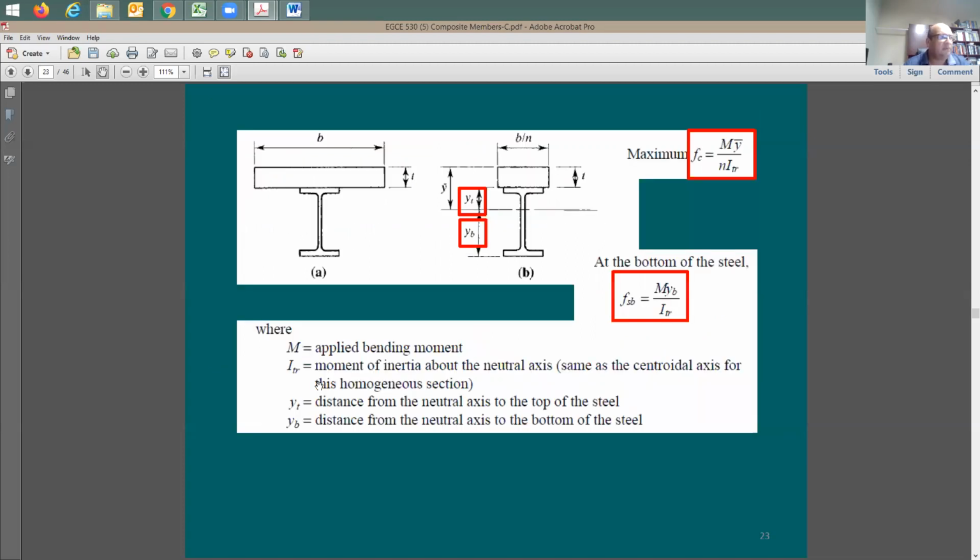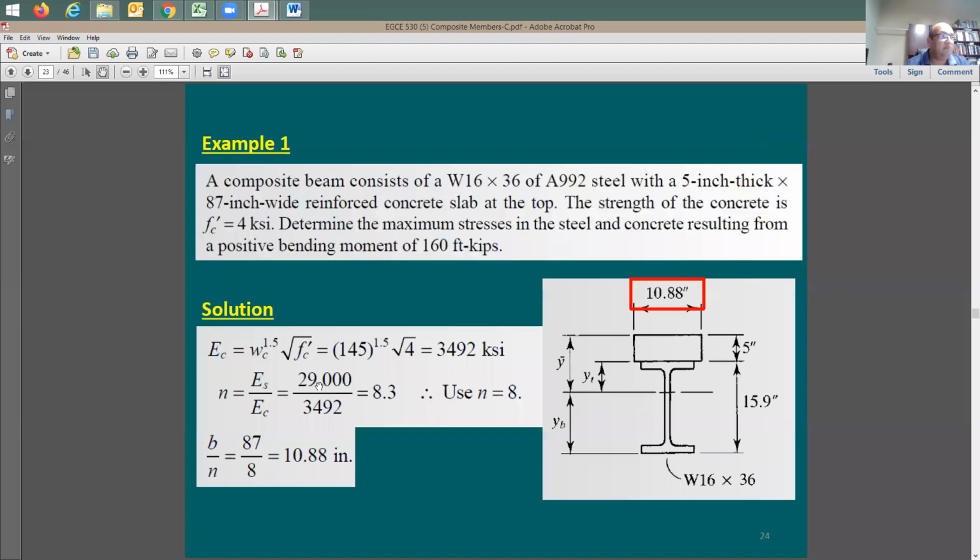So I'm going to jump to the example. This is the one that we went through already, and we said that we are going to be doing it with two different assumptions. So here's what happened. The total width of the concrete flange was given at 87 inches. We're going to consider it to be only 10.88, because we're taking this width divided by N, which is 8 in this case. So please, when you have 8.4 or 8.6, don't round it up to 9, and instead just make it 8. Any number above 8, you're going to cut off the fraction and just keep it as 8. Here's the width again, 87 divided by 8 is going to be 10.88 inches.